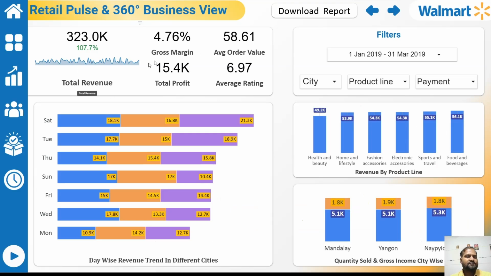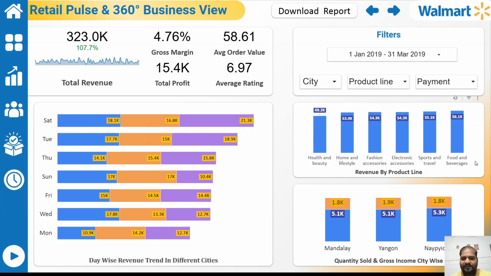So this is the second page of our dashboard called sales performance. At the top we still keep the main KPIs like total revenue, total profit, average rating, average order value. Here we add the gross margin in percentage, which is the calculation of total revenue minus COGS in percentage. Here on the left we have a day-wise revenue trend chart across different cities. This shows how sales vary by day of the week. We can clearly see that Saturday brings the highest sales, which means Saturdays are the busiest and the most profitable.